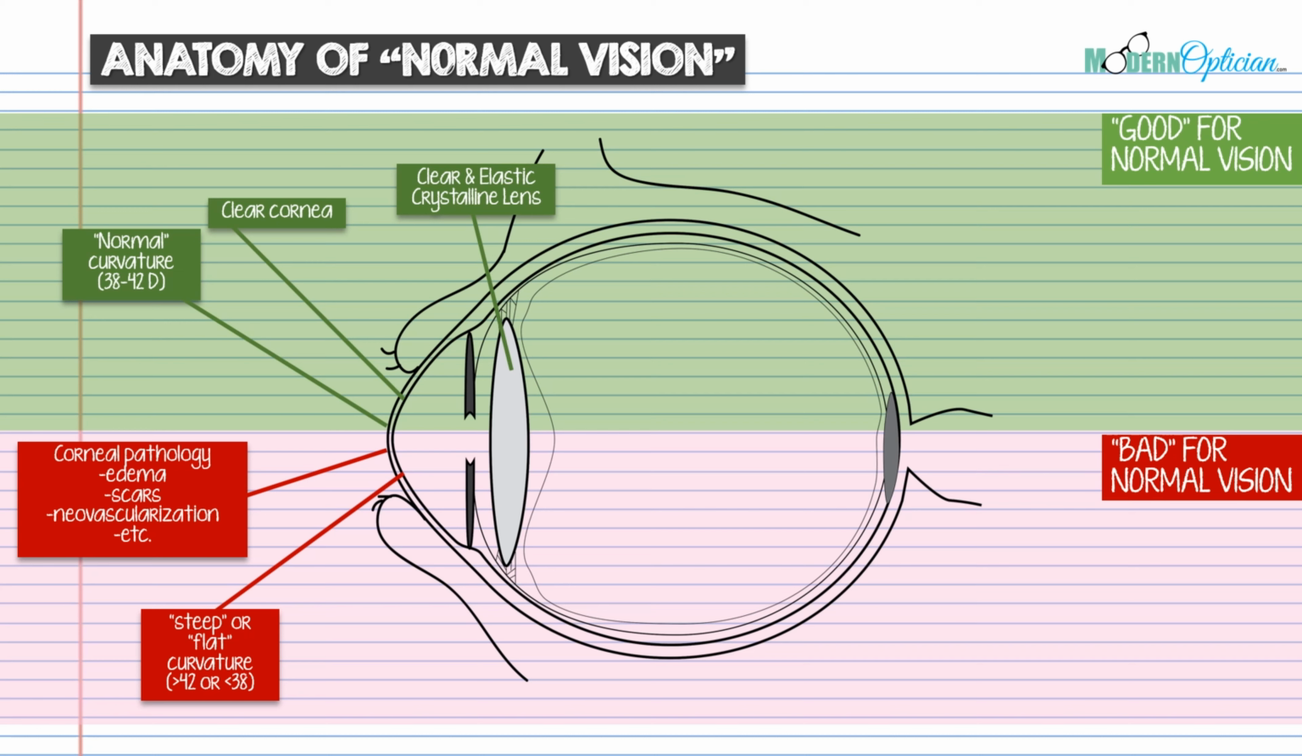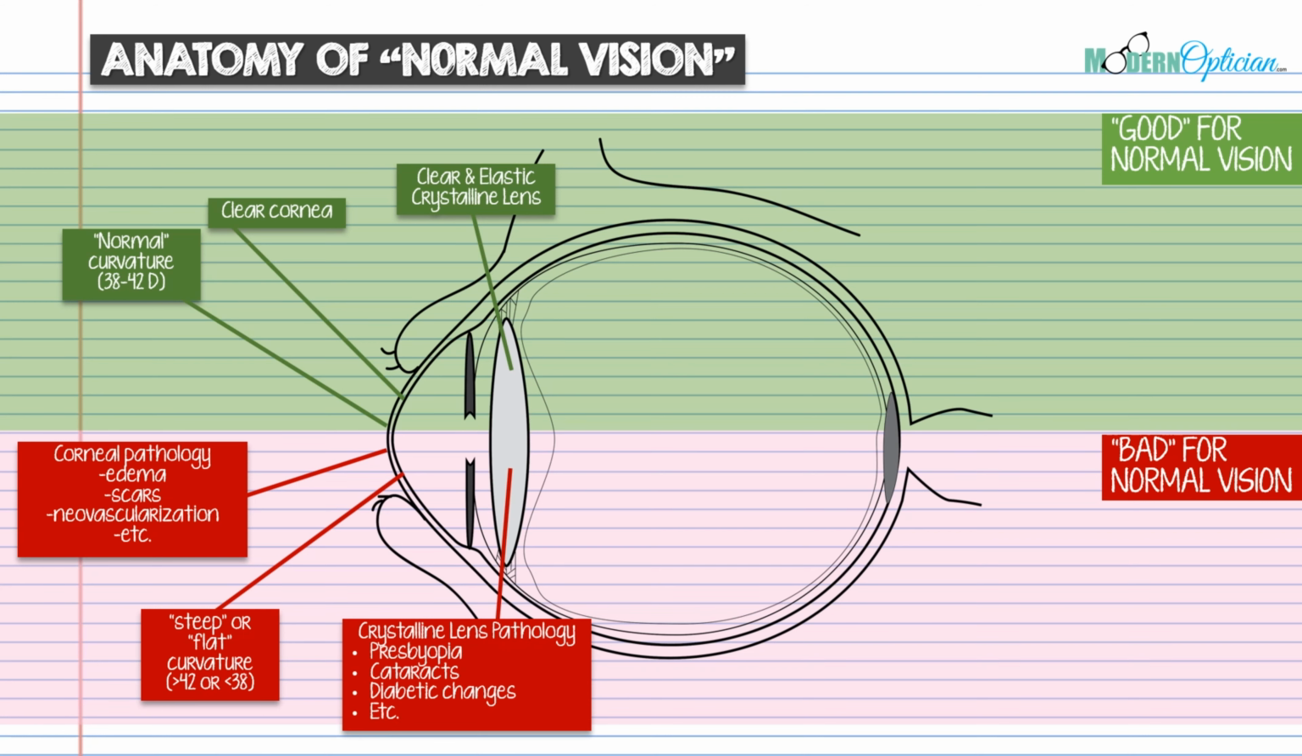And moving on to the crystalline lens, we expect it to be clear and elastic, clear so that it has good refractive properties, and elastic so that it can contribute to accommodation and near vision. However, what if the crystalline lens has pathology? What if the patient is presbyopic?